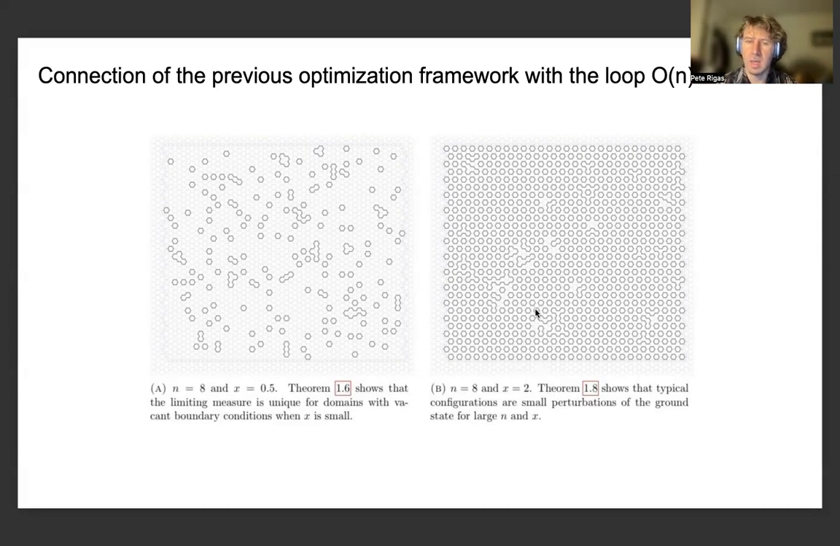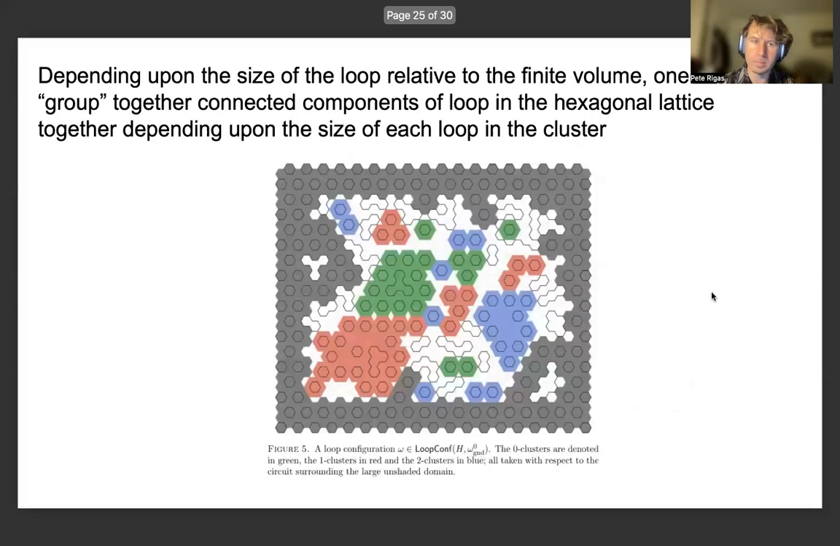whereas in panel B, Duminil-Copin and co-authors demonstrate that the length of the loops is just one, in which most of the loops are concentrated around each one of the hexagons in the lattice and don't have a very high probability of extending beyond a single cell or a single face of the hexagonal lattice. And furthermore, depending upon the size of the loop relative to the finite volume, one can group together connected components of the loop and the hexagonal lattice, depending upon the size of the loop in each cluster.